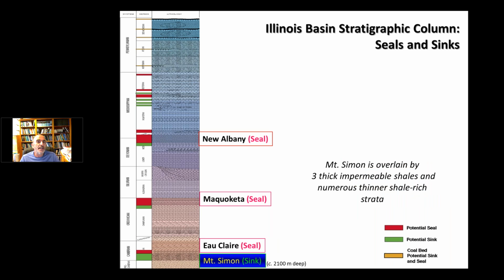The stratigraphy of the Illinois Basin here, and you can see the target down here, the Mount Simon sandstone, about 2,100 meters deep. Whole range of Cambrian through to Pennsylvanian Carboniferous strata above. 3 broad, thick seals up here. You can see the New Albany, Maquoketa and the Eau Claire shale. But there are a whole series of smaller seals, both within the Mount Simon and here up in the Mississippian.